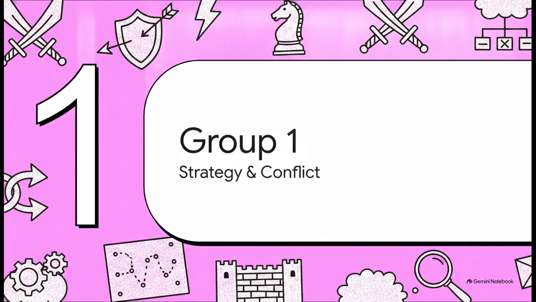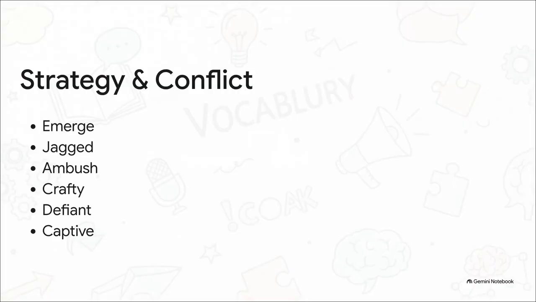All right, let's look at Group 1, strategy, conflict, and captivity. To make these words truly memorable, we're grouping them into a mini-narrative. Looking at this first set of 6 words, notice how they naturally build a story of battle, deception, and resistance. By linking these words thematically, rather than just memorizing them A to Z, our brains can categorize and retrieve them so much faster. Let's pull out a few key players from this lineup to build our story of conflict.